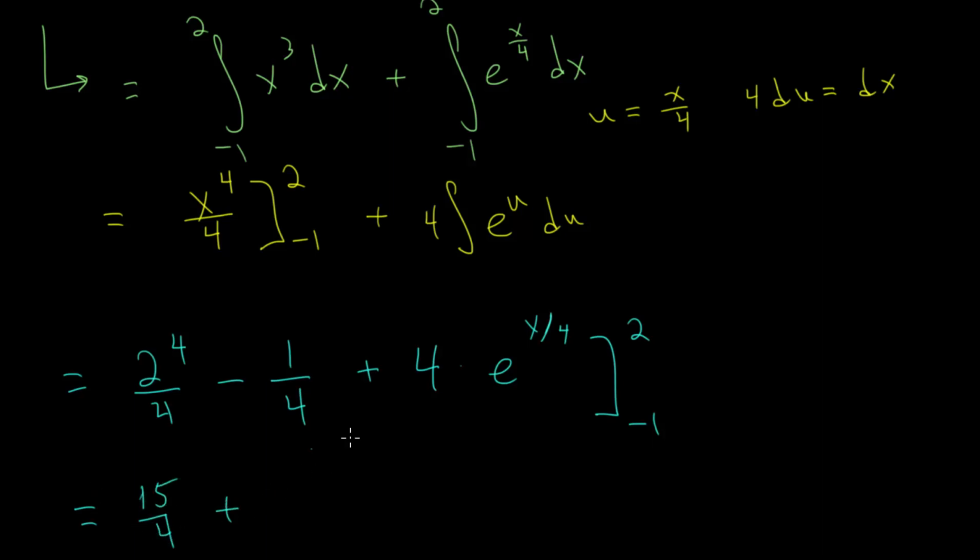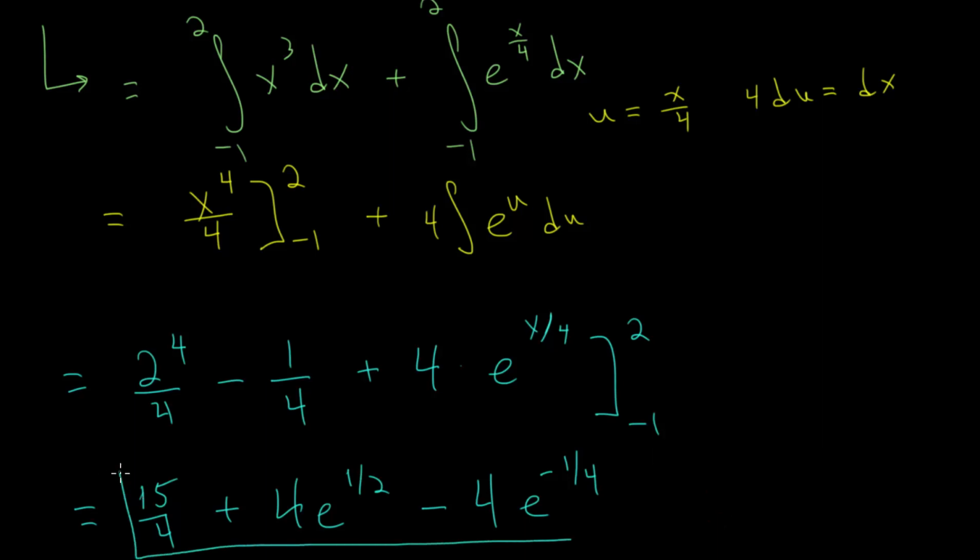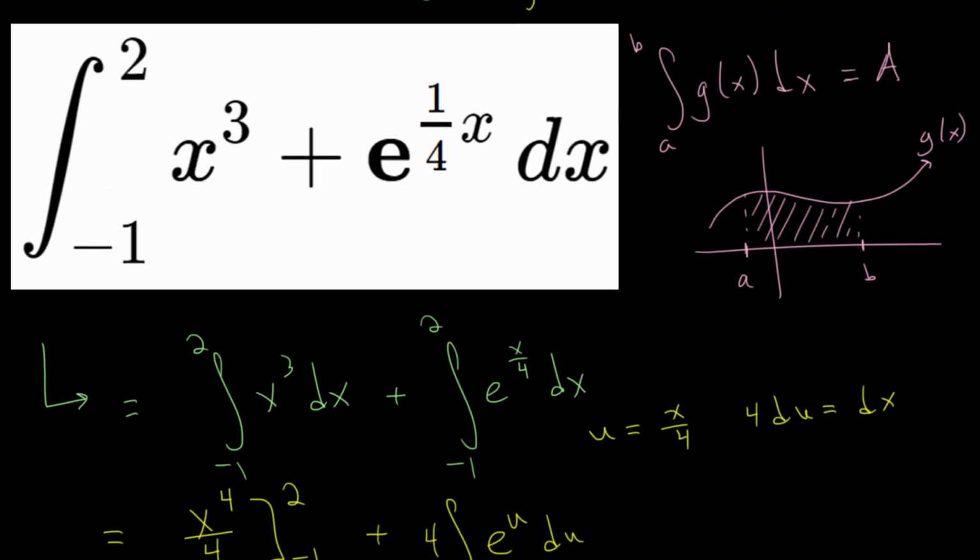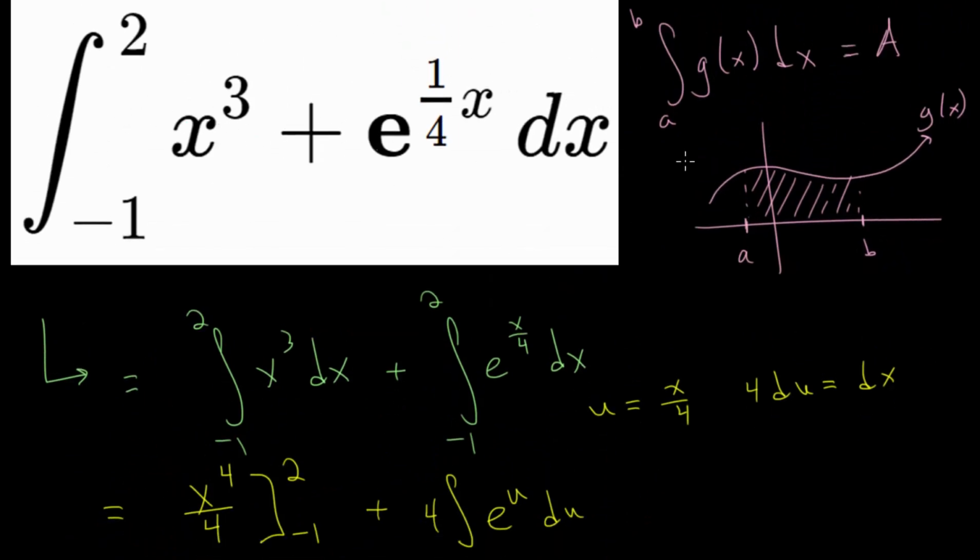And for this expression on the right, we plug in the top bound. We get 4e to the 2/4, or 1/2. And then we subtract this evaluated at the lower bound. We get 4e to the -1/4. So this right here will be our exact answer. But if you do want an approximation, you can, of course, plug this into a calculator and round it to whatever accuracy you prefer. But remember, this expression that we found, this again is just the area underneath this function between the x-axis and between these two bounds.